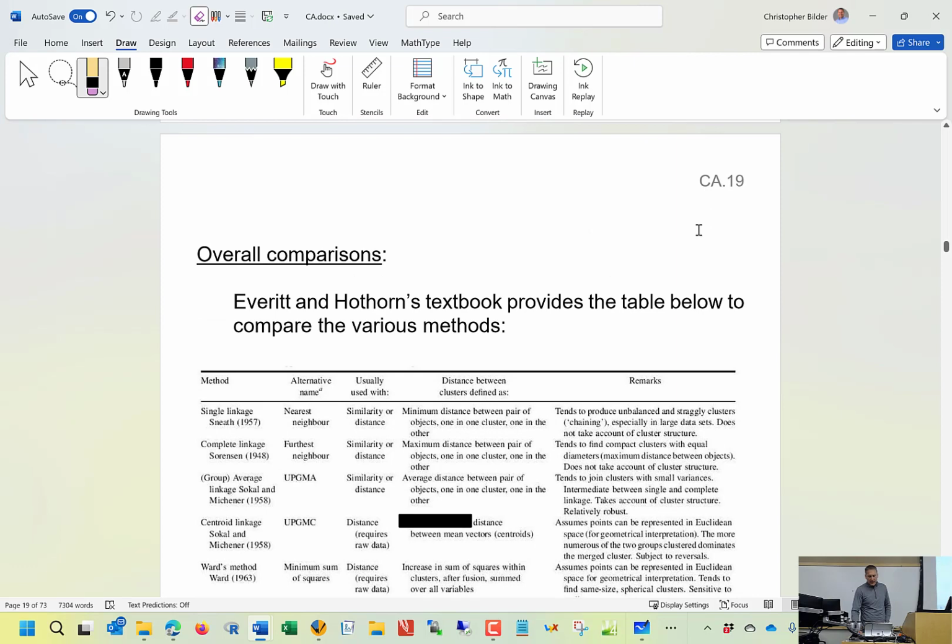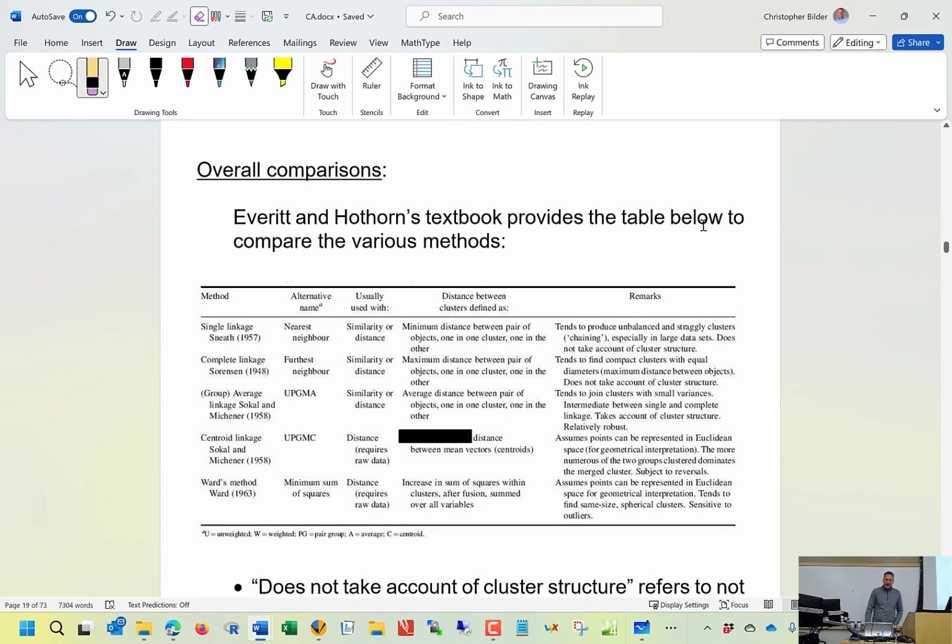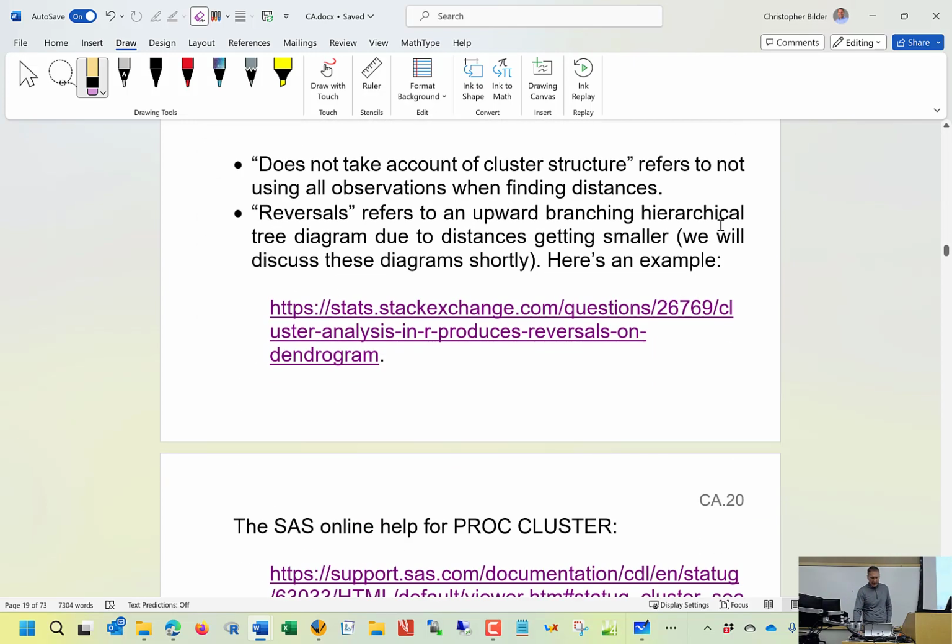On page 19 of my notes, I just basically took a table from one of the recommended books for this course that talks about a lot of the stuff that I just talked about in terms of comparisons amongst the methods. You're welcome to take a look at that.